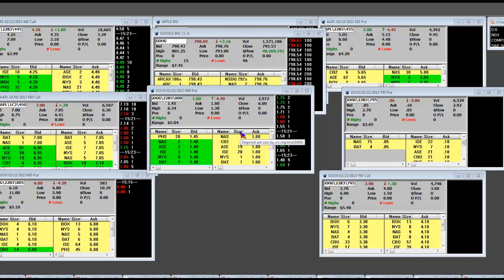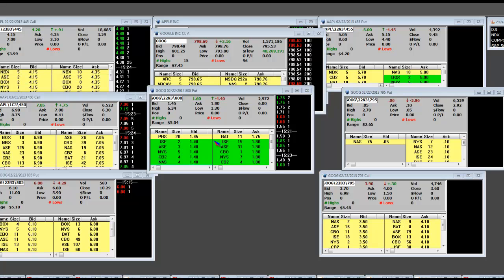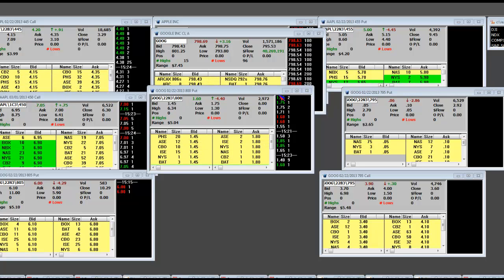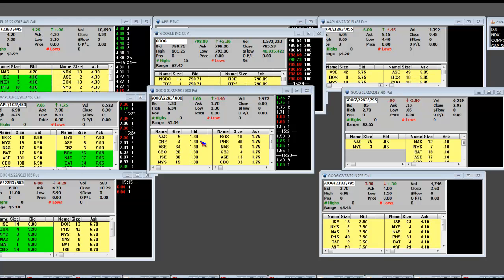Good afternoon. It's 12:24 Pacific Standard Time, 2013, and we're in the last hour of a Friday options expiration. Google is up $3.23. These put options were 6.34. They got a $5 range.